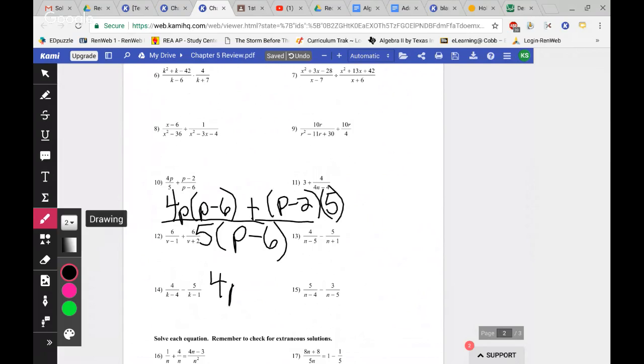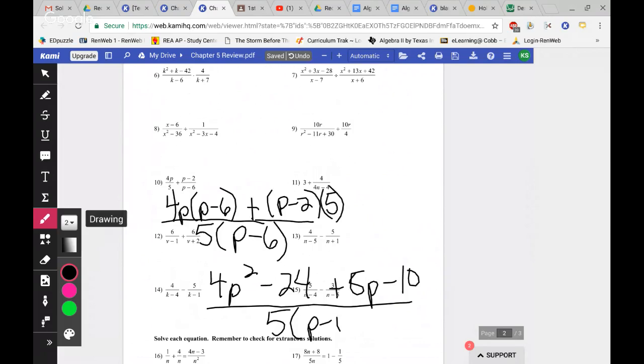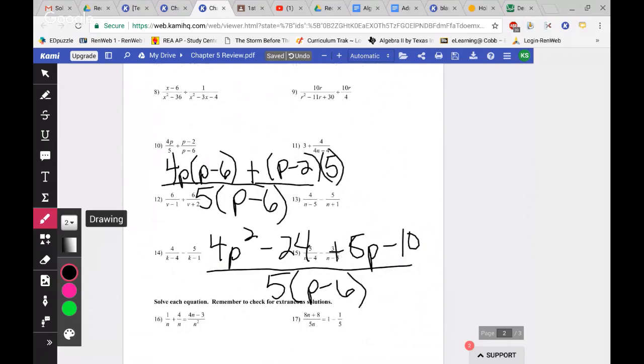And then I'll do 4p squared minus 24p plus 5p minus 10. Is that what you mean? Did I do it the way you were asking? Oh, yes, ma'am. Okay, cool. So now I have 4p squared plus 5p minus 34. Is that what you got so far too?